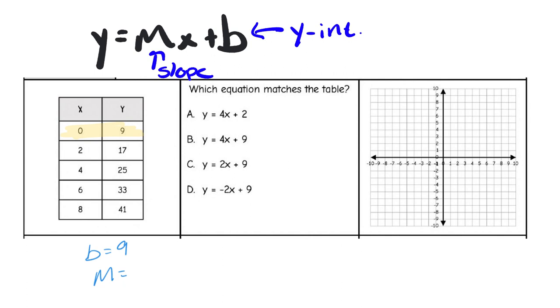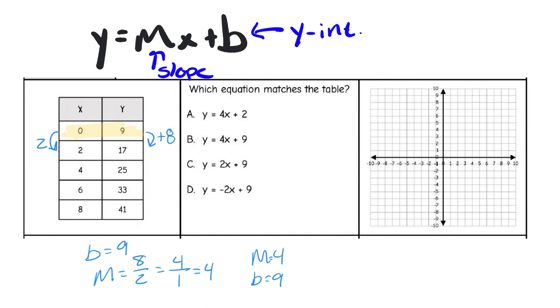What is my slope? Well, it is the change in y over the change in x. Okay, let's figure that out. From 9 to 17, I go up 8. From 0 to 2, I go up 2. So the ratio of 8 over 2 simplifies to 4 over 1, right? Because I can divide them both by 2. 4 over 1 simplifies to just 4. So m is 4 and b is 9.